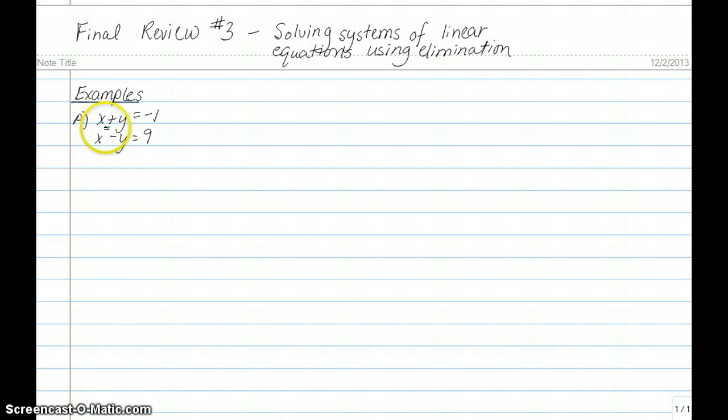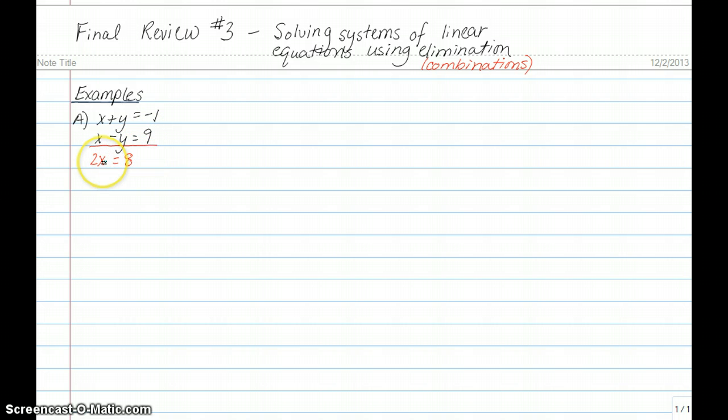So x and x are not opposites. However, y and negative y are opposites. So this is a nice simple one. Elimination is sometimes called combinations because you combine a pair of opposites that then eliminate one another. So x and x is 2x. Y and negative y, or 1y and negative 1y, are nothing. And then negative 1 and 9 are 8.